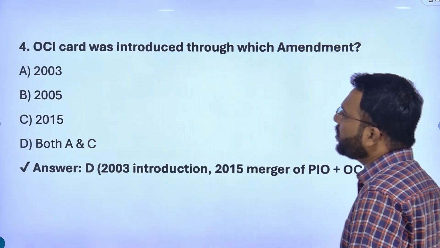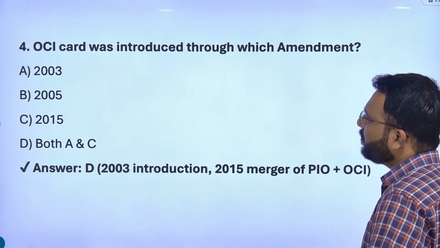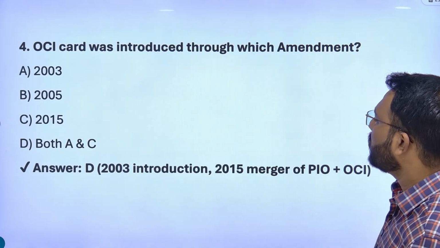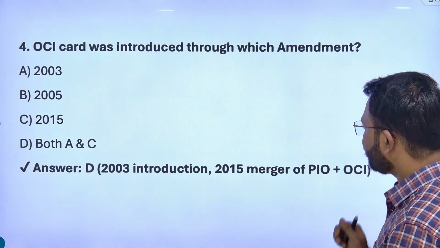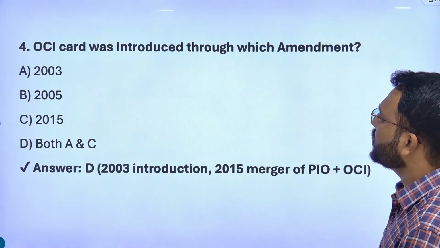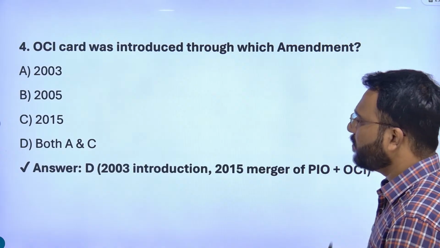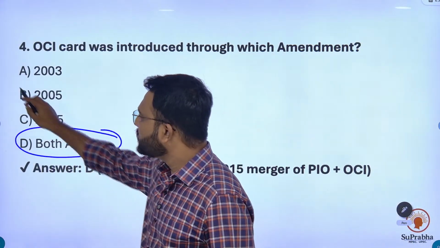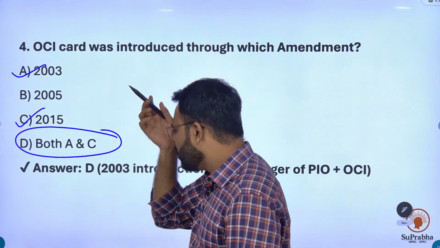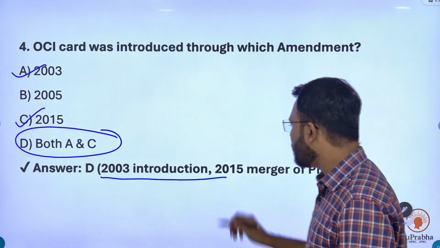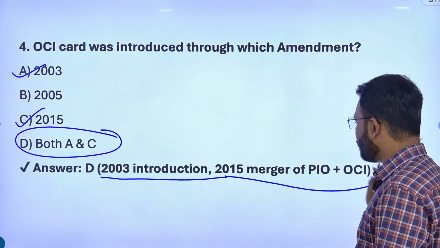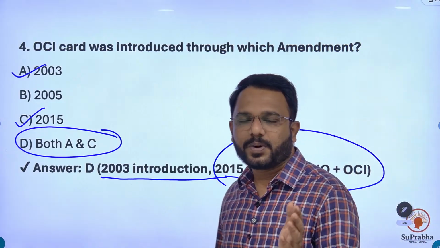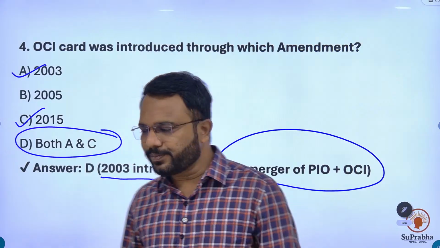OCI card was introduced through which amendment? We have also dealt with this, so the answer is option D, A and C. In 2003, the OCI was introduced, and in 2015, it was merged with PIO, person of Indian origin. Okay, fine.